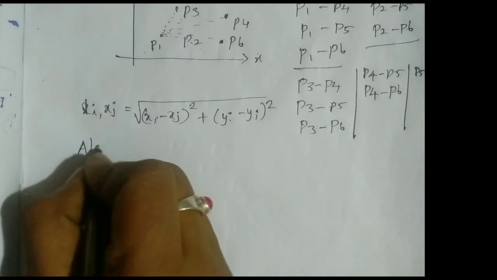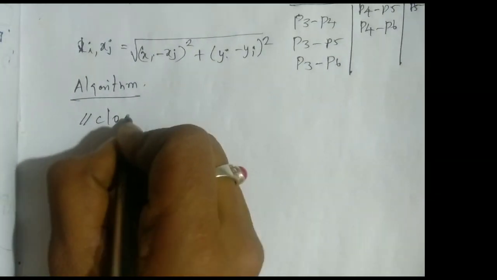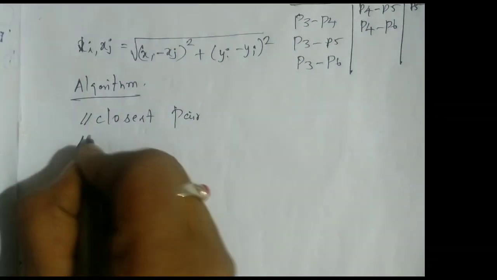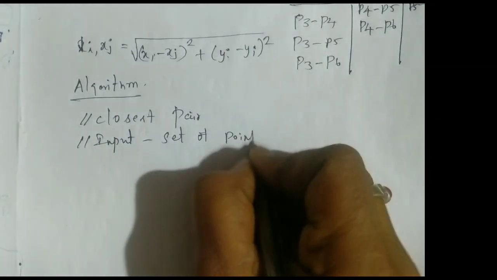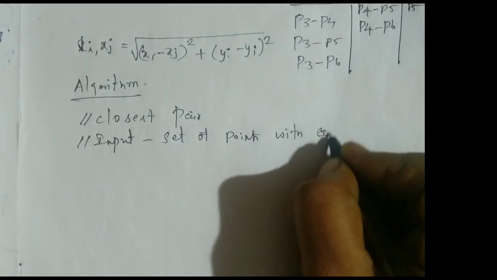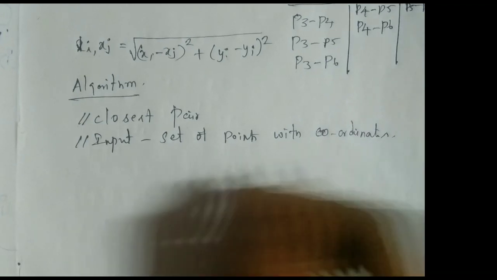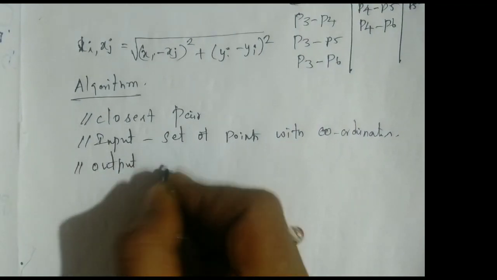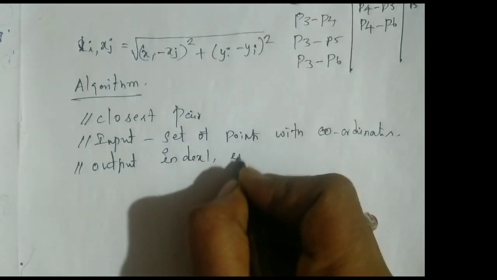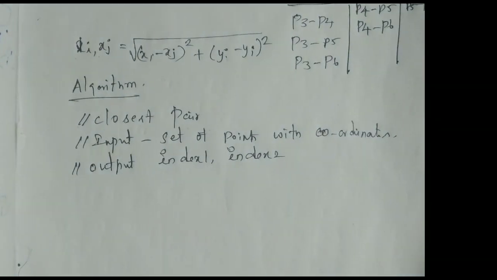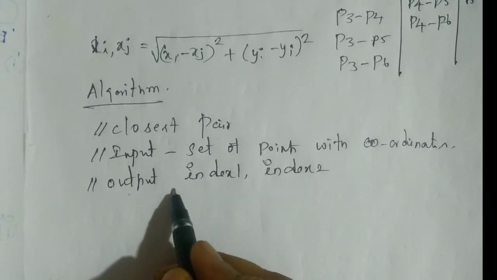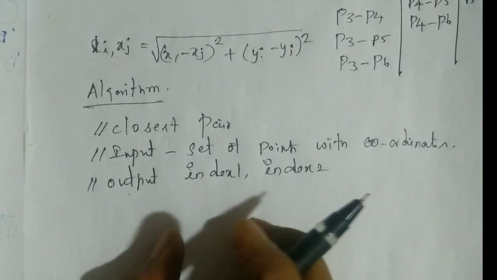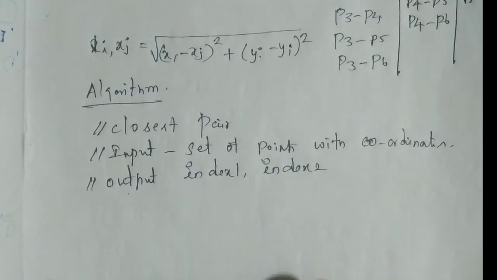So let us write the algorithm. The algorithm name is closest pair. The input is a set of points with coordinates. The output is index 1 and index 2, that is point 1 and point 2. So we have to output the 2 points which are closest to each other.